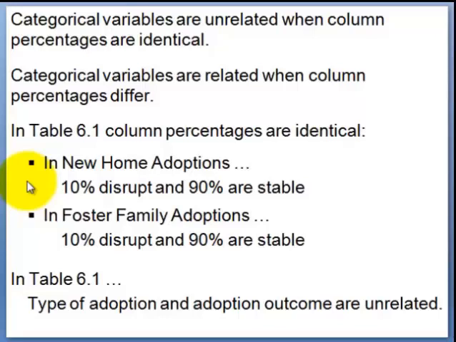percentages are identical. So in the new home adoptions, we had 10% disruptions and 90% stable adoptions, and in the foster family adoptions, these percentages were precisely the same. So the fact that the percentages for new home adoptions and those for foster family adoptions are identical is what makes it the case that there is absence of relationship between type of adoption and adoption outcome.